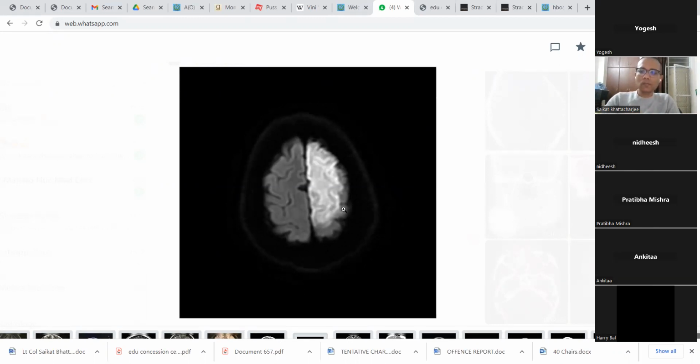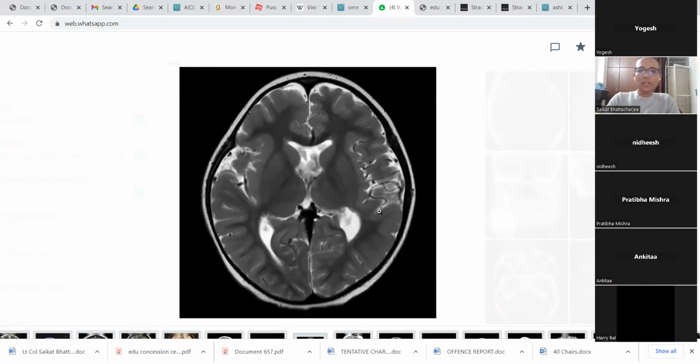Sir, I don't know. The left ACA territory, in fact. Acute left ACA territory infarct. There is an area of acute restriction of diffusion in the vascular territory of the ACA involving both the white and the gray matter. This is an acute ACA territory infarct. Yes, Nidish?